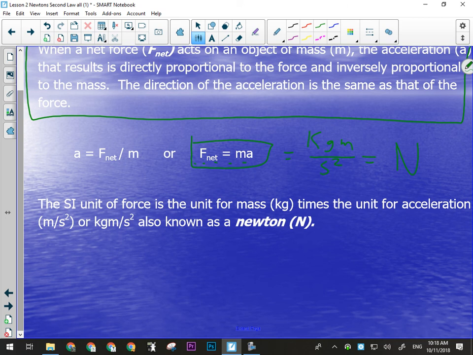All right, questions on that? All right, so that's kind of all the basic stuff to do with Newton's second law. All right, start looking at kind of situational stuff a little bit more here.